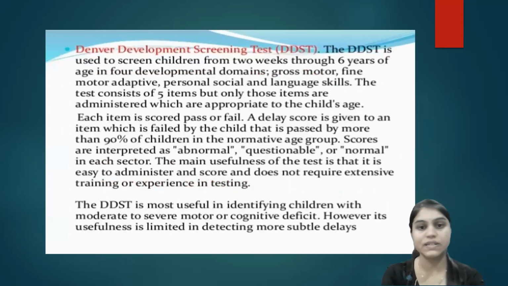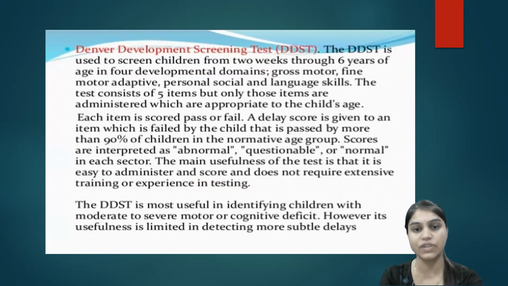Denver Developmental Screening Test, DDST. The DDST is used to screen children from 2 weeks to 6 years of age in 4 developmental domains: gross motor, fine motor adaptive, personal social, and language skills. The test consists of 125 items, but only those items are administered which are appropriate to the child's age. Each item is scored pass or fail.